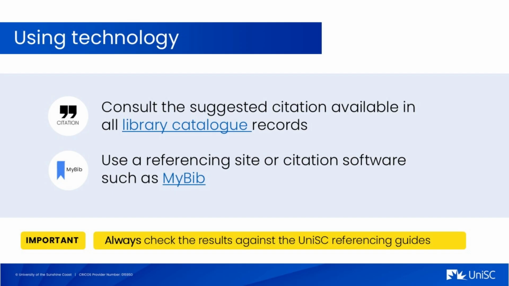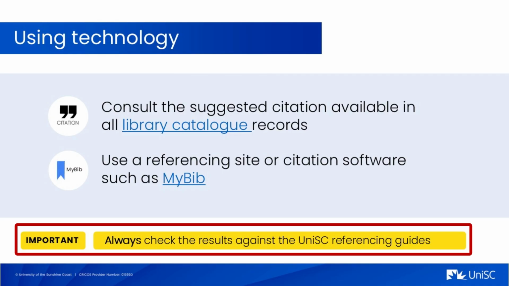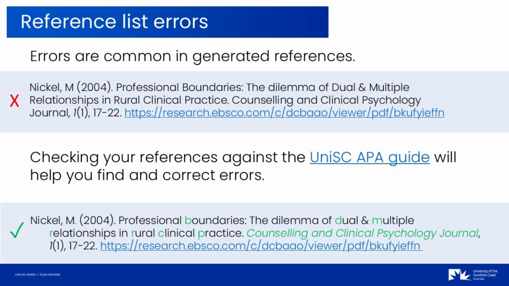Tools such as MyBib and the citation features in the library catalog can help generate references. These can be very helpful, especially when you are learning. However, automated tools aren't perfect. Always check generated references against the UniSC referencing guides to make sure they're accurate. Why does accuracy matter? Small errors, like missed punctuation, incorrect capitalization, or missing italics, can affect how professional your work looks and how easily sources can be located. That's why checking your references against the UniSC referencing guides is essential.